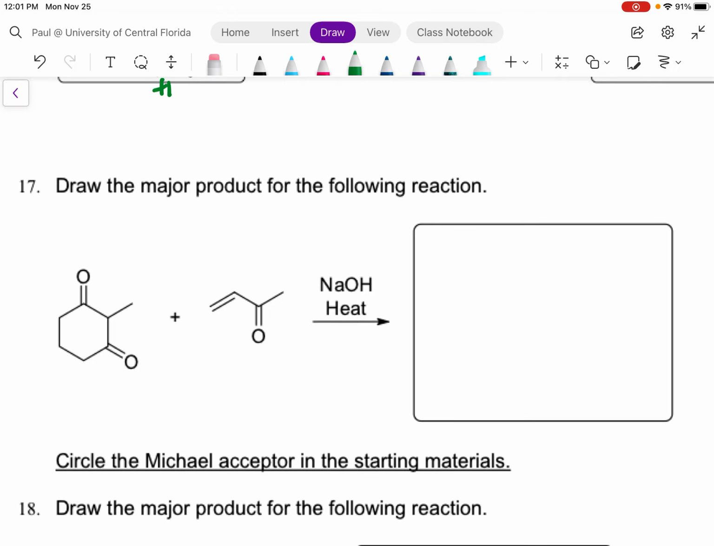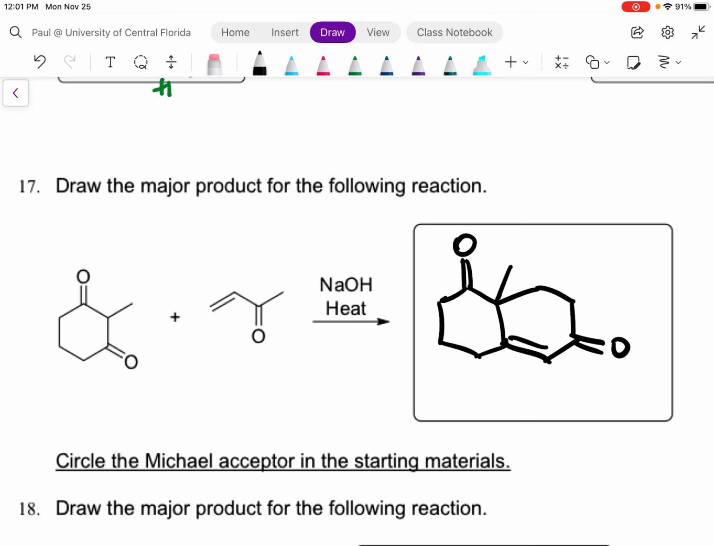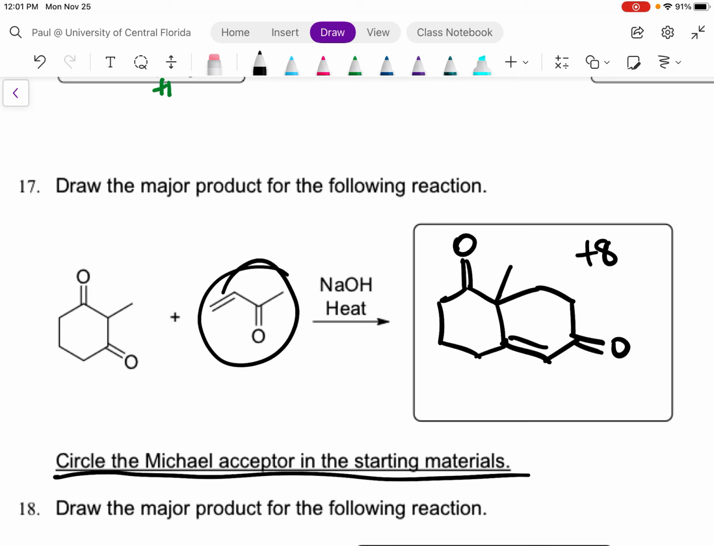Okay, so for this problem right here, the answer needs to be this guy, just like that. That is a Robinson annulation reaction. So that's a plus 8 points right there. And then it says right here to circle the Michael acceptor. And that's the Michael acceptor, so that's our plus 2 for a total of 10 points.